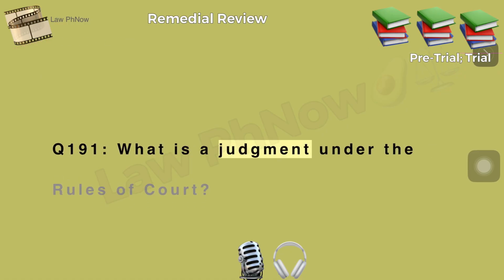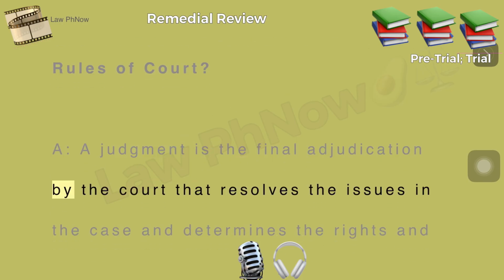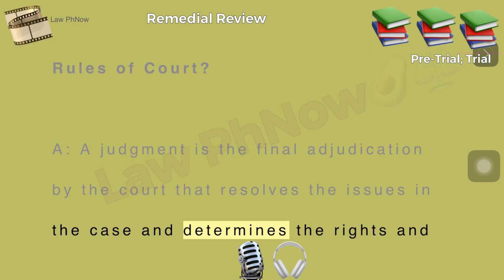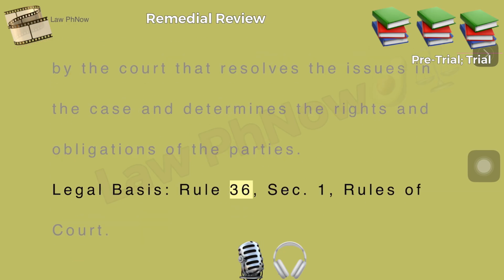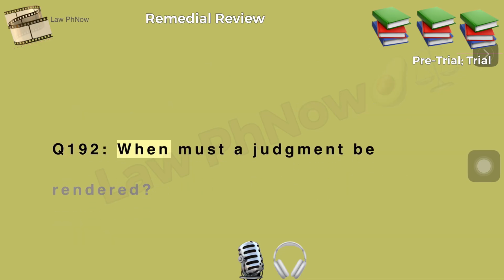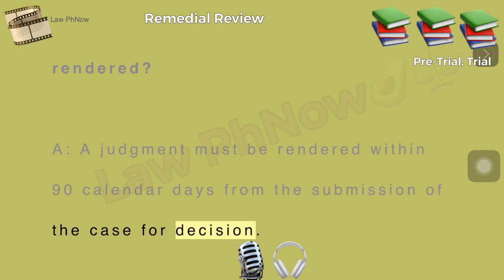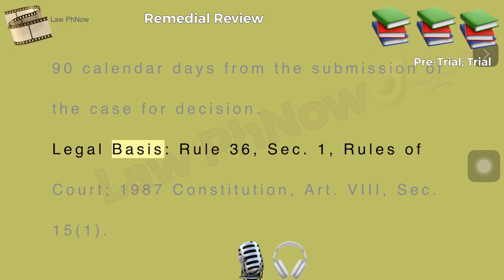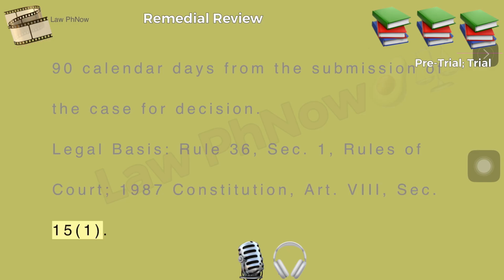Q191. What is a judgment under the Rules of Court? A. A judgment is the final adjudication by the court that resolves the issues in the case and determines the rights and obligations of the parties. Legal basis, Rule 36, Section 1, Rules of Court. Q192. When must a judgment be rendered? A. A judgment must be rendered within 90 calendar days from the submission of the case for decision. Legal basis, Rule 36, Section 1, Rules of Court, 1987 Constitution, Art. 8, Section 15(1).